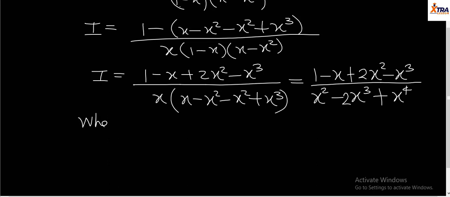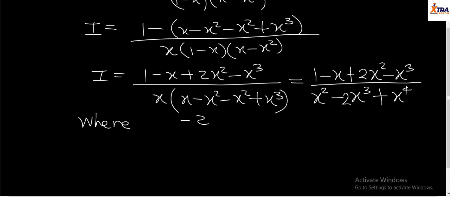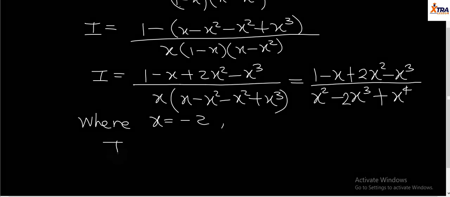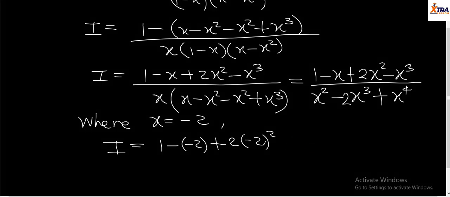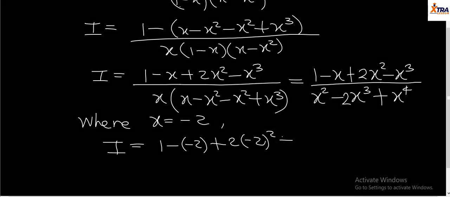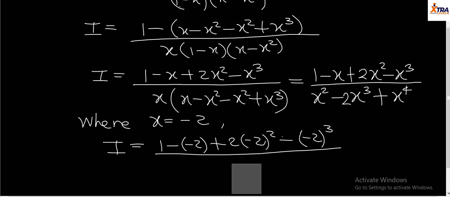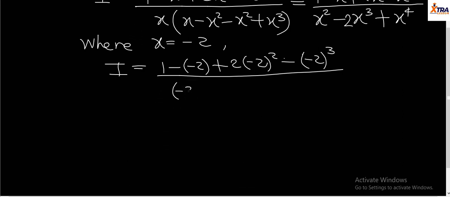Where x is minus 2, then I will be 1 minus 2 plus 2 times (minus 2) squared minus (minus 2) cubed, all over (minus 2) squared minus 2 times (minus 2) cubed plus (minus 2) raised to power 4.